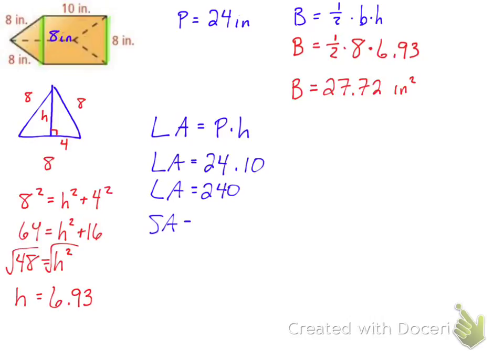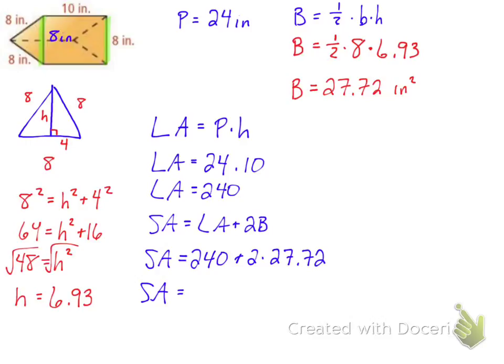My surface area is going to be my lateral area plus 2 bases. My surface area is 240 plus 2 times the area of my base, which was 27.72. And so I get my surface area to be 295.44 square inches.